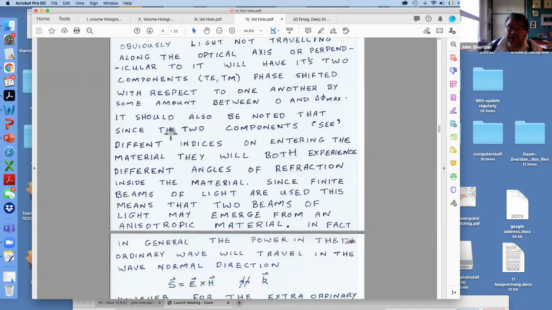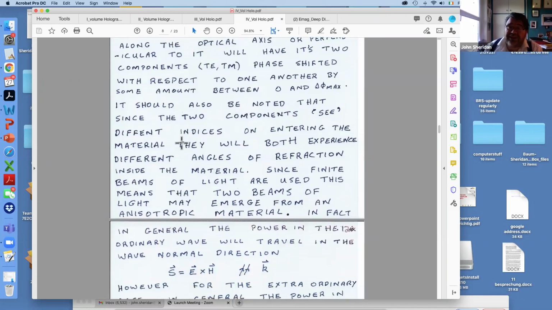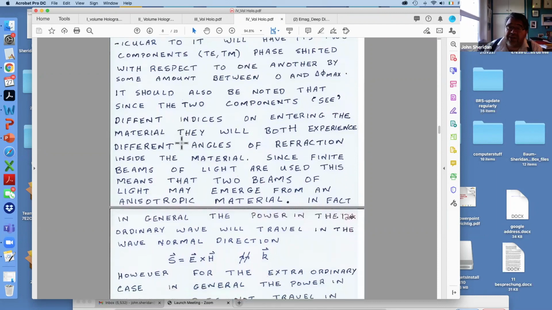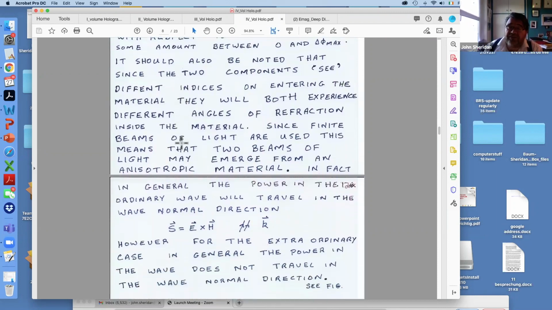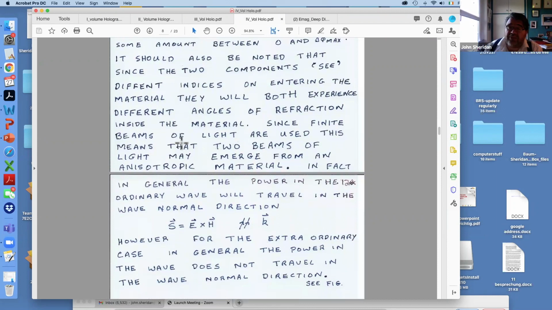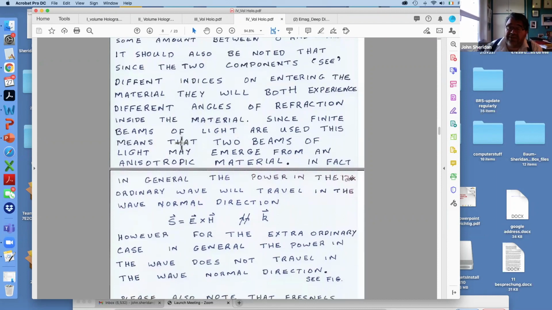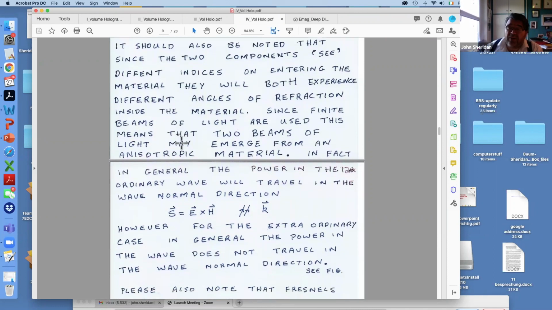It should also be noted that since the two components see different indices on entering the material, they will experience different angles of refraction inside the material. To find this out, we have to do phase matching across the boundary. In the case of anisotropic, birefringent materials, we're going to have different boundary conditions and different reflection coefficients as well, depending on how the field is oriented on the actual boundary.